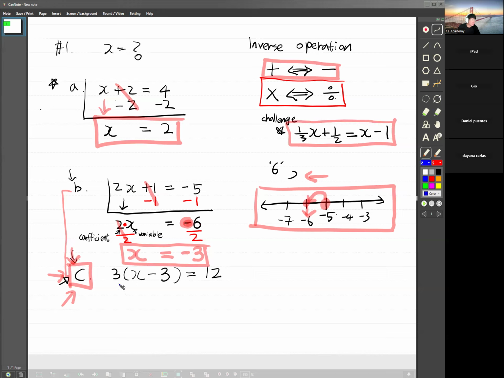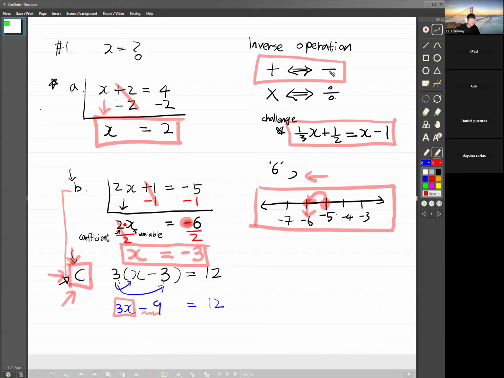We use the distributive property. We distribute it. Then 3 times x is 3x, minus 3 times 3, 9, equal to 12. Again, we need to isolate the x term. So how do we do it? We eliminate minus 9. How do we eliminate it? Inverse operation. What's the inverse of minus? Plus. The inverse of minus will be plus. So we add 9 to both sides.